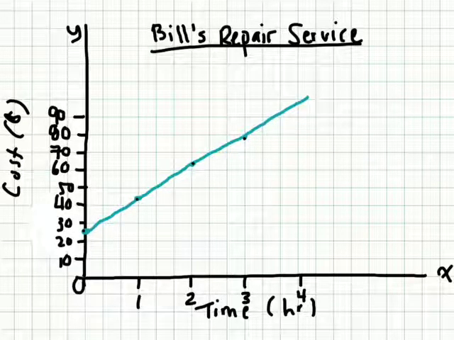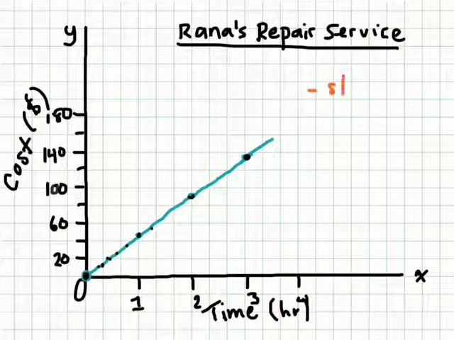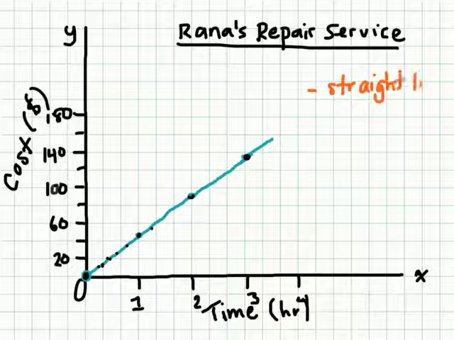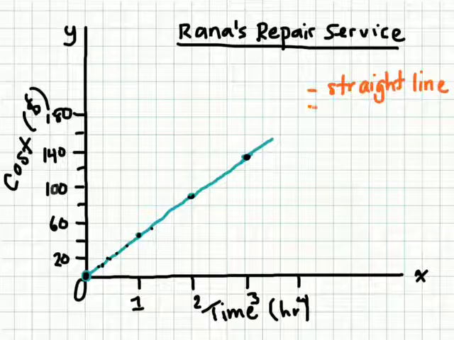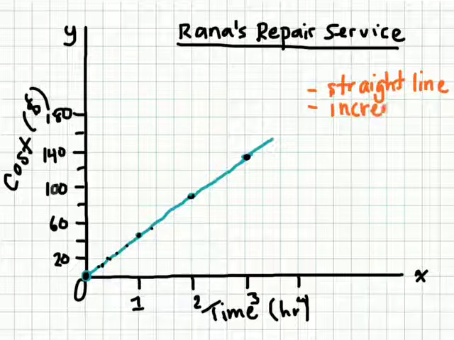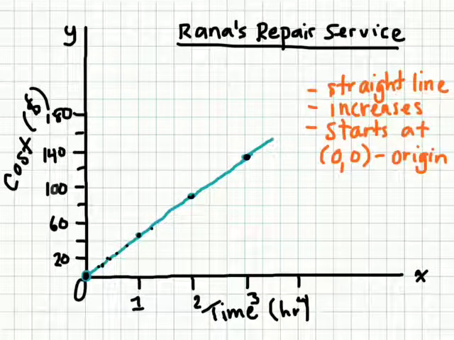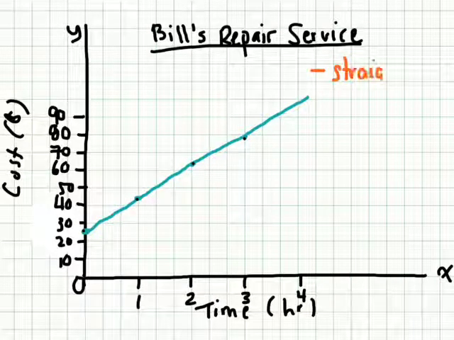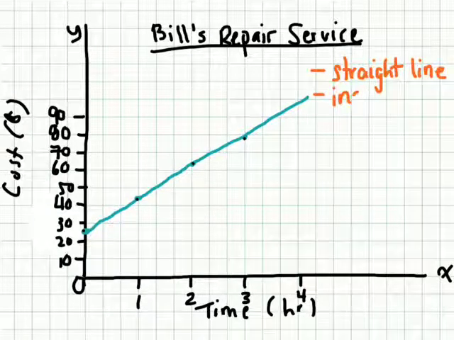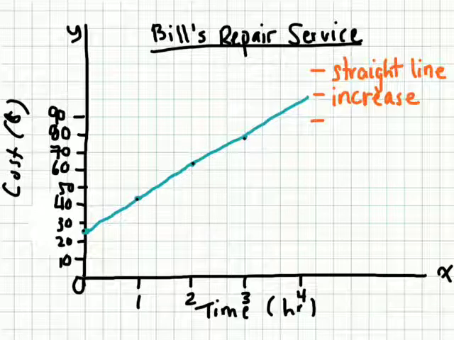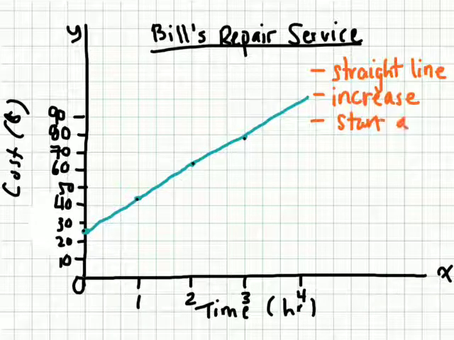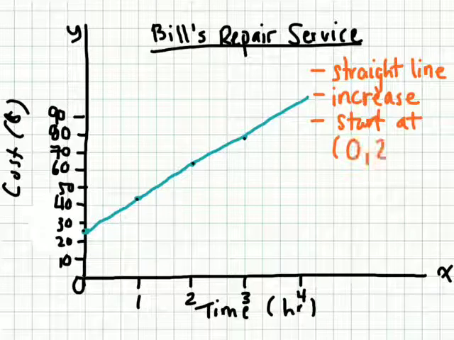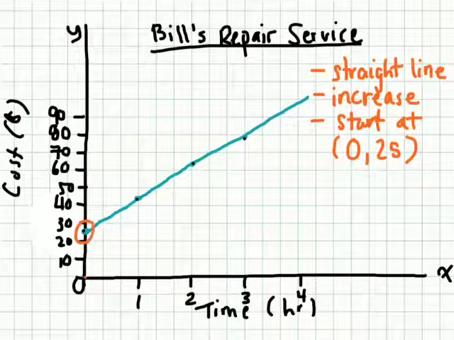What do you notice about the two graphs? They're both straight lines, yep. What else? Okay, so this graph is a straight line. As Bianca said, the graph is increasing. This graph starts at the origin. Is this a straight line? Yes. Does this graph increase? Did this graph start at the origin? Where did it start? The coordinate would be 0, 25, right here. It did not start at the origin.